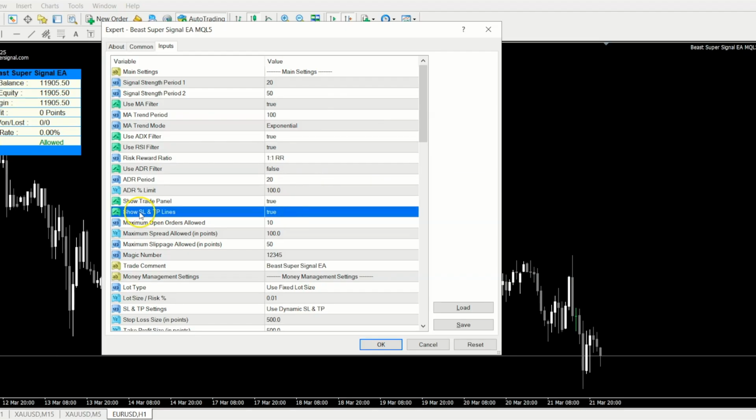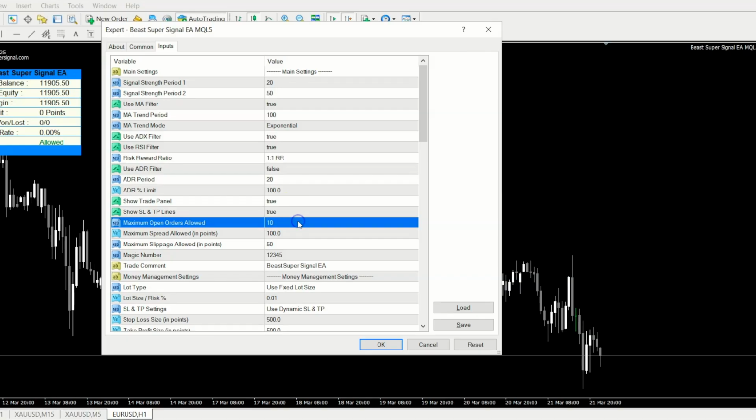The next is the show stop loss and take profit lines. Same as the indicator does, when there is a new order, it's going to show you the entry price, the stop loss price, and the take profit price. Nothing is visible at the moment because I just put this onto the chart and there haven't been any signals yet. But as you trade the EA, you are going to see these lines on the chart if you have it enabled.